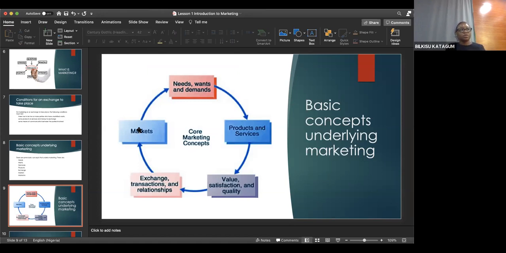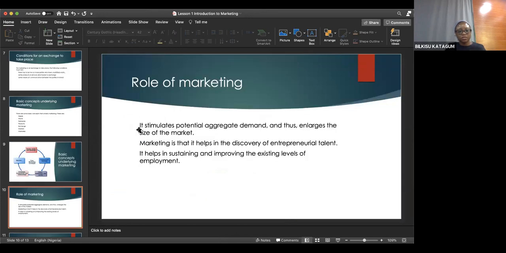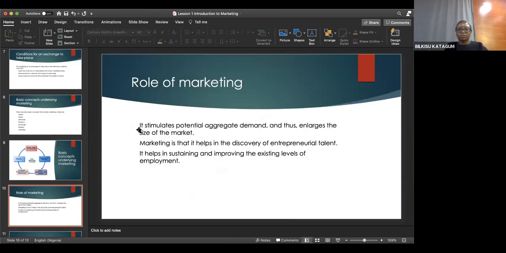So the next thing we're going to do is the roles of marketing. The whole point of marketing is to create aggregate demand. Aggregate demand is stimulating the economy. You're trying to promote buying, producing different types of products and services, and people buy them. Then the demand grows, the supply grows. That's one of the main things of marketing.